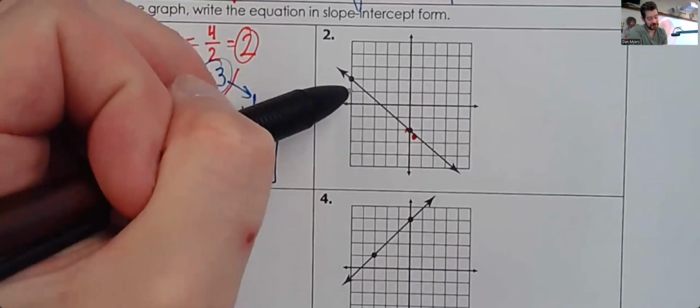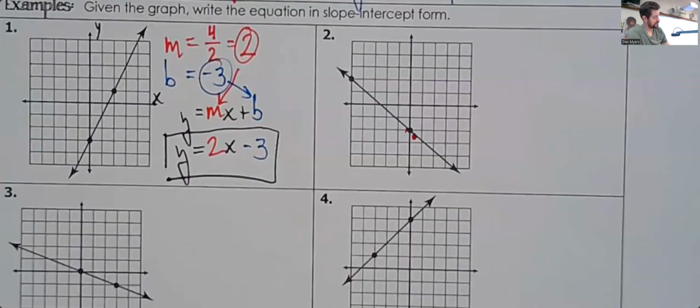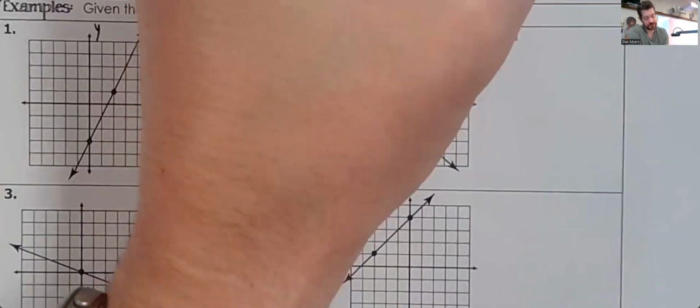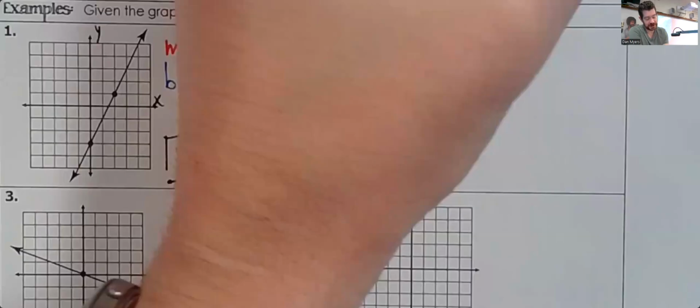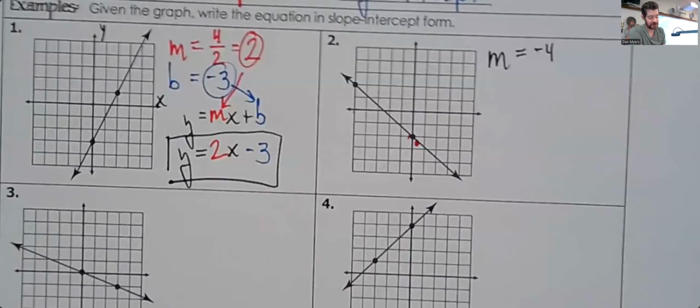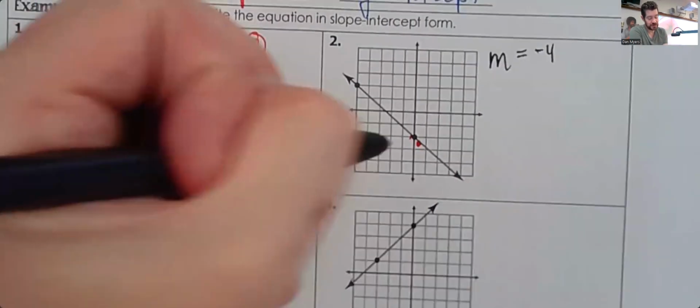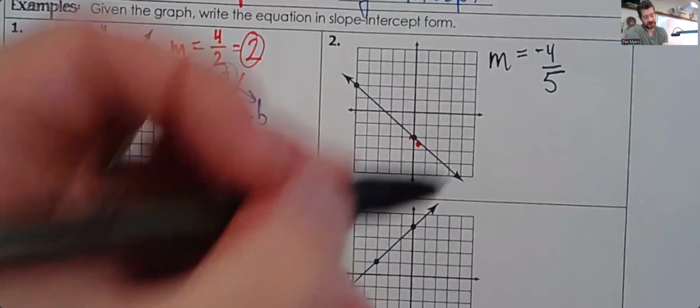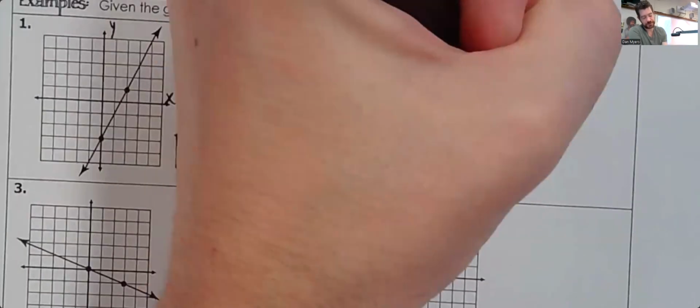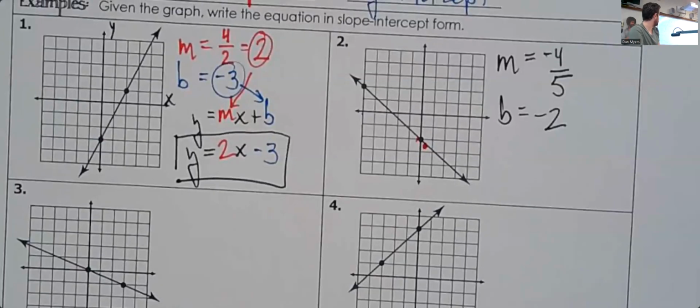How far down? From point to point, how far down? 4. Okay, so -4 because we're going down 4. And then how far over? What was it? 5. Yeah. Is B -2? So down 4 over 5. B is -2. Yeah. So the slope is -4/5.